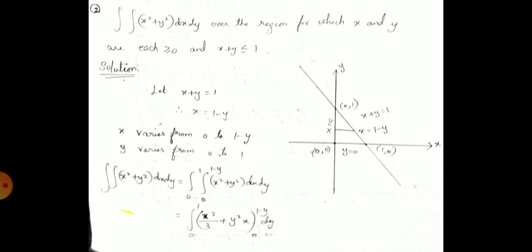So the double integration of this term: x from 0 to 1 minus y, and y varies from 0 to 1. Apply as usual, and so what will happen? (1 minus y) the whole cube by 3 plus y squared into (1 minus y) into dy. So this you can split using the (a minus b) the whole cube formula, that is a cube minus 3a squared b plus 3b squared a minus b cube. So substitute those values and keep the rest of the terms here, and then this will be 1 by 3 minus 3y by 3 plus 3y squared by 3 minus y cube by 3, plus y squared into (1 minus y).